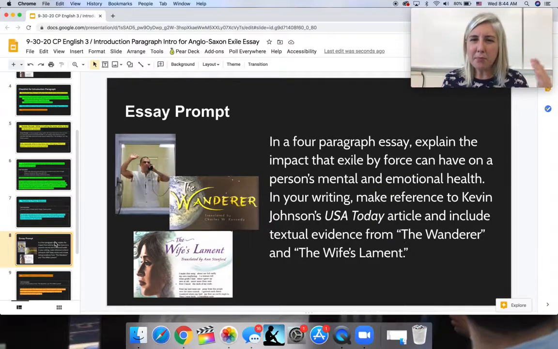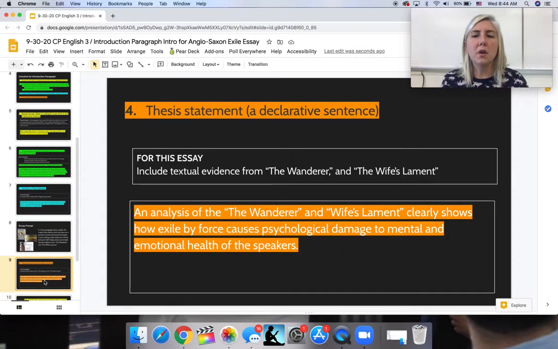Again, here's my prompt. I have to explain the impact that exile by force can have on a person's mental and emotional health. I need to make reference to Johnson's USA Today article. I did that. And I need textual evidence from "The Wanderer" and "The Wife's Lament." Therefore, this final sentence works well.